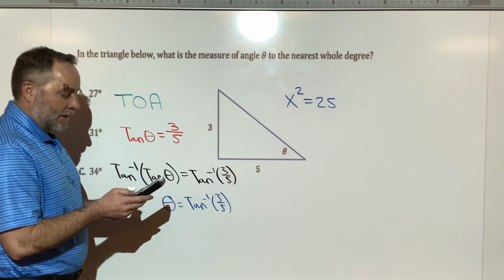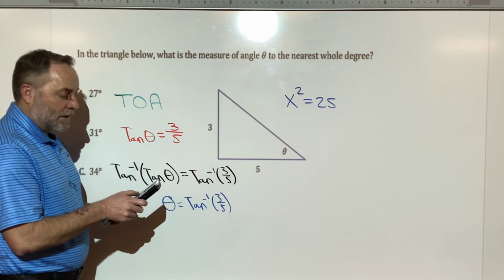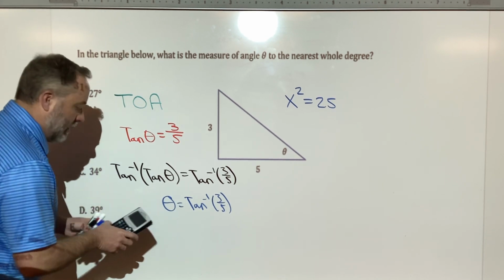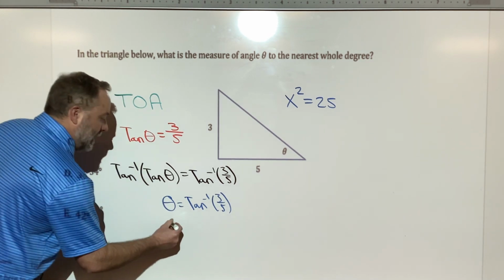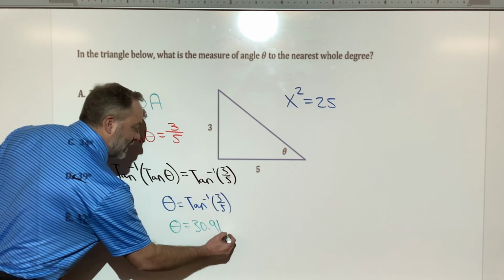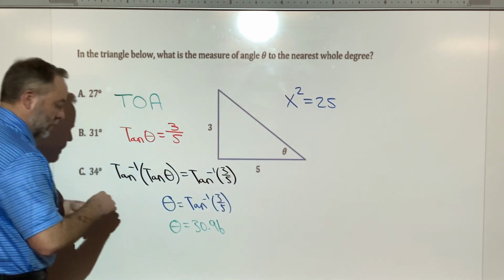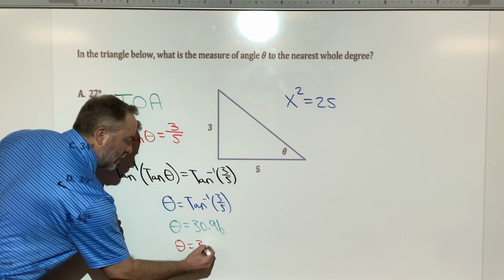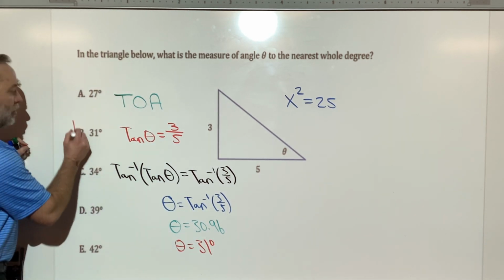So use your calculator and you would hit the inverse tangent, which is found right above the tangent button. So inverse tangent of 3/5, and that gives you 30.96. So theta is equal to 30.96, and we're asked for theta to the nearest whole degree, and so 30.96 to the nearest whole degree would be 31 degrees, and we can find that in choice B.